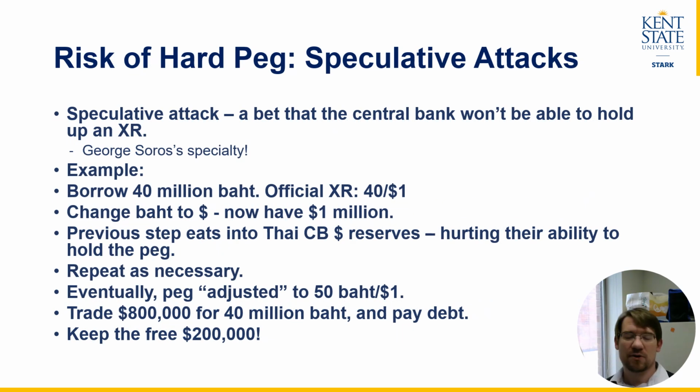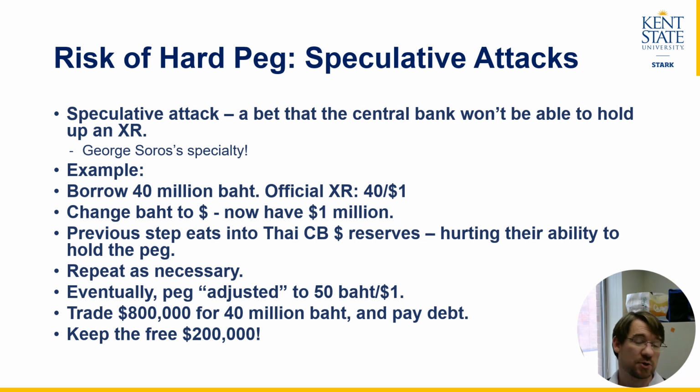Now, there is a significant risk to hard pegs, and that's what we call a speculative attack. Because the central bank has to have foreign currency in order to hold on to the value of its own currency, there's the potential that they might run out. After all, if you start losing value, then you need to buy up your currency, and you need to use foreign currency to do that. If you don't have any foreign currency anymore, you've lost. You can't hold on to it. This is what we call a speculative attack. It's an investment strategy.